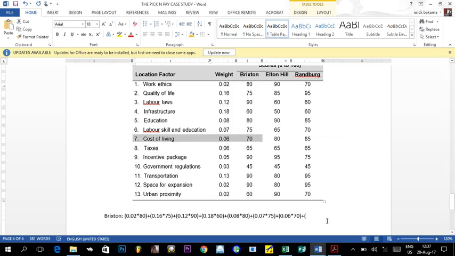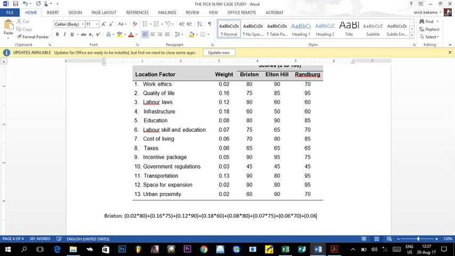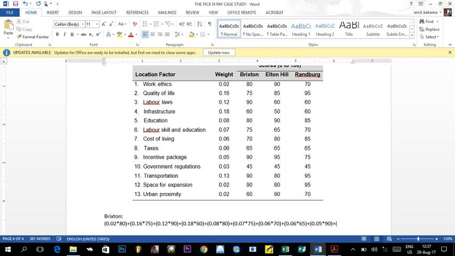Now we need to do the taxes, which will be 0.06 that we multiply by 65, plus 0.05 that we multiply by 90, plus 0.03 that we multiply by 45, plus the one that we were doing, which is the government regulation. Now for transportation it is 0.18 times 90, plus 0.02 times 90, and finally plus 0.02 again times 60. The value that we get after adding all these values will add up to 75.5. This is for Brixton.